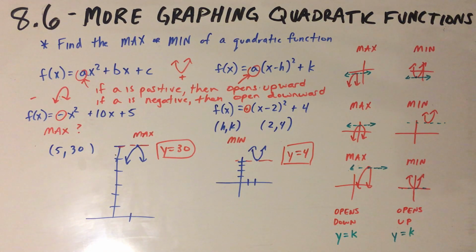All right, so this is finding the max or min. Again, you're going to have a max if it opens downward because it won't go above that point, and you're going to have a min if it opens upward.